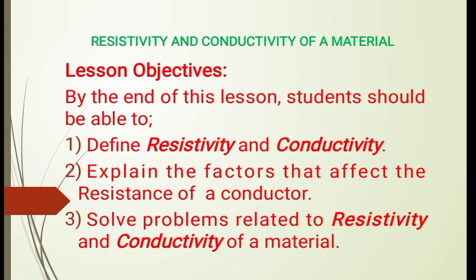Let's quickly consider the lesson objectives for this particular one. By the end of this lesson, we should be able to define resistivity and conductivity and probably state their units. Also, we should be able to explain the factors that affect the resistance of a conductor, and we'll be able to solve problems related to resistivity and conductivity of a material.